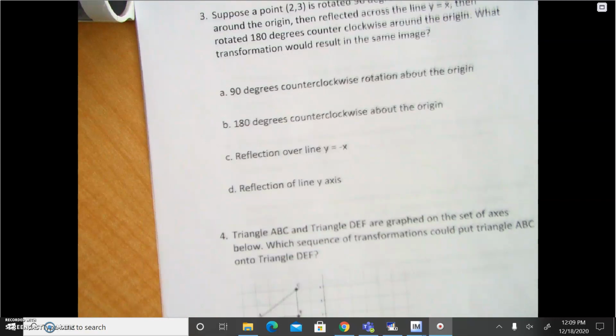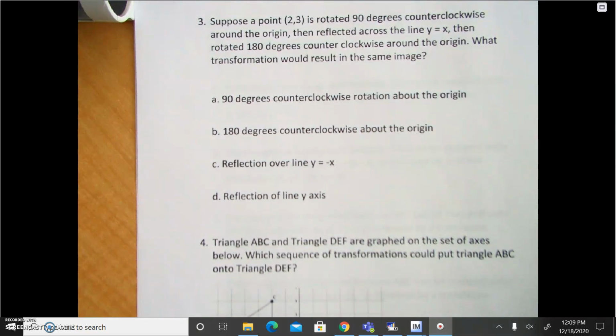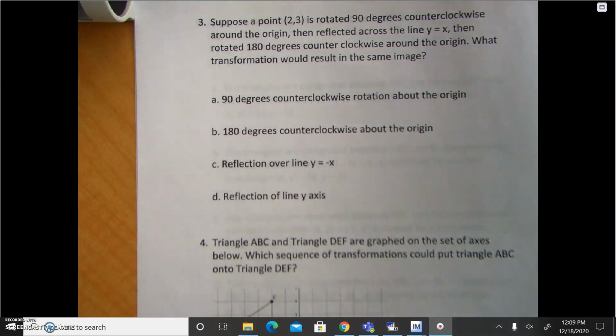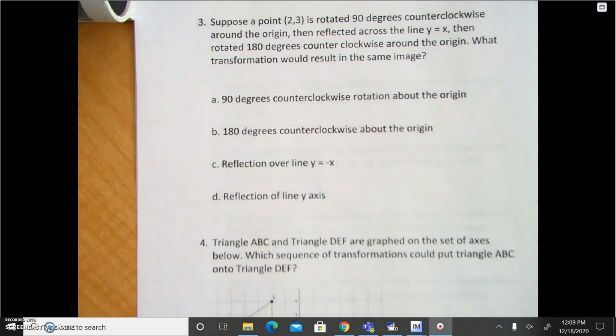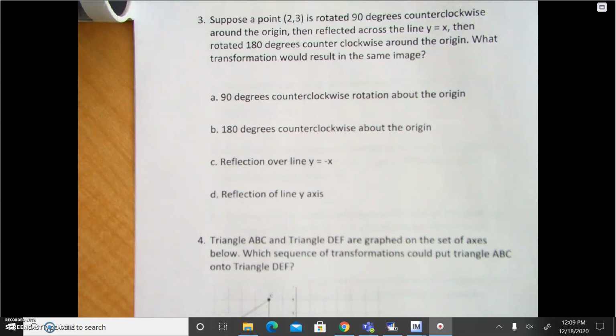So our next one's pretty lengthy. It's multiple choice, so we can use our process of elimination on this one. So let's start with, suppose a point 2, 3 is rotated 90 degrees clockwise around the origin and then reflected across the line of y equals x, and then rotated 180 degrees counterclockwise back around the origin. What transformation would result in the same image? So how we're going to go about doing this problem is I'm going to look at each of my answer choices, and I'm going to use my rules that I know.